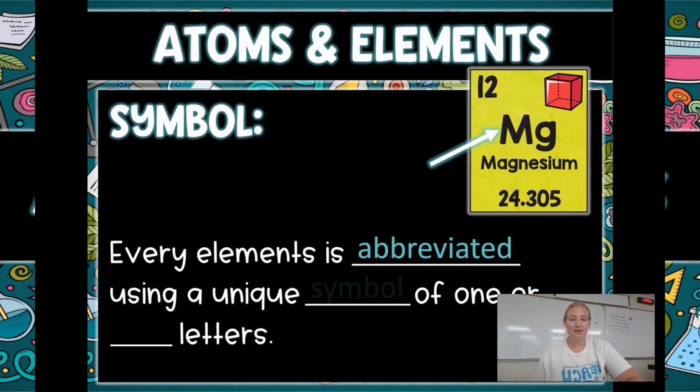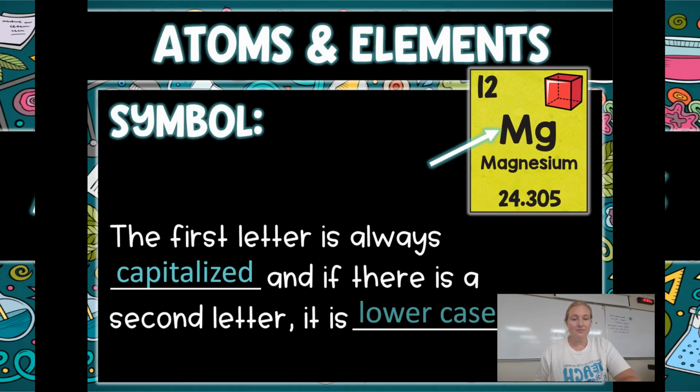The symbol is the abbreviation. Every element is going to have an abbreviation. We always do a capital and a lowercase. If it's only one letter, we just do a capital, just like capitalizing the first word of a sentence. It's just how we do it. Every element is abbreviated using a unique symbol of one or two letters. Again, the first letter is always capitalized, and if there's a second, it's going to be lowercase.